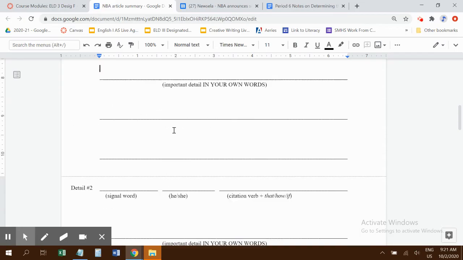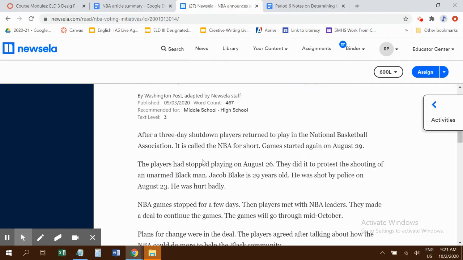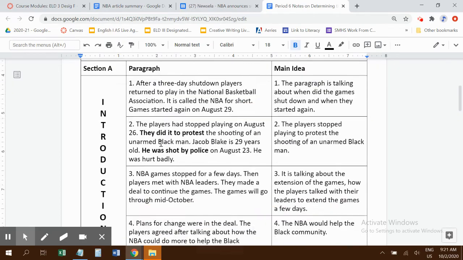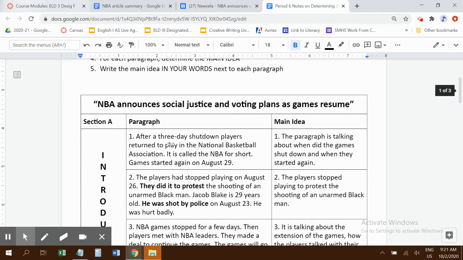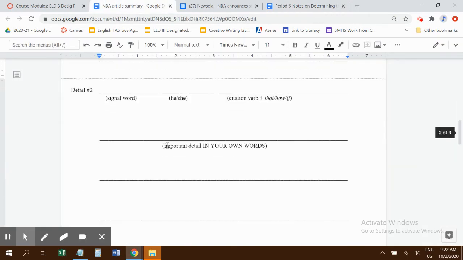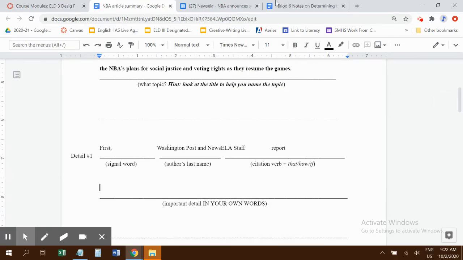Now, an important detail in my own words. Now, I can get this one from going back to the article, but I don't have to do that right now because I've already done that. I've already determined the main ideas. So I'm going to go through here and start at the beginning. So reports, I can use this. That game started again. Since there's a lot of main ideas here and I don't have a lot of time or a lot of space in this summary, I'm going to combine these first two details.